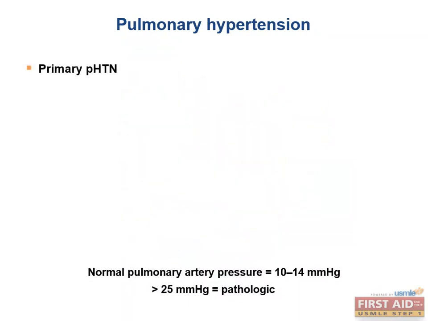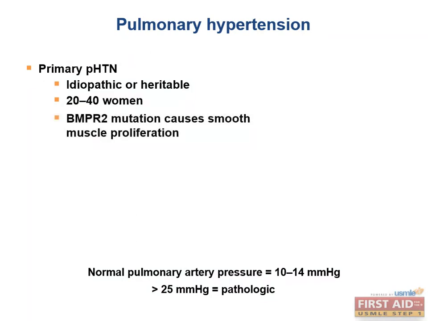Primary mostly corresponds to idiopathic or heritable pulmonary arterial hypertension. Most commonly occurs in women aged 20 to 40. One major cause, although not the only cause, of primary pulmonary hypertension is an inactivating mutation in the gene for bone morphogenetic protein receptor type 2, or BMPR2 gene. This is a member of the TGF-beta signaling family, whose normal function is to inhibit vascular smooth muscle proliferation.